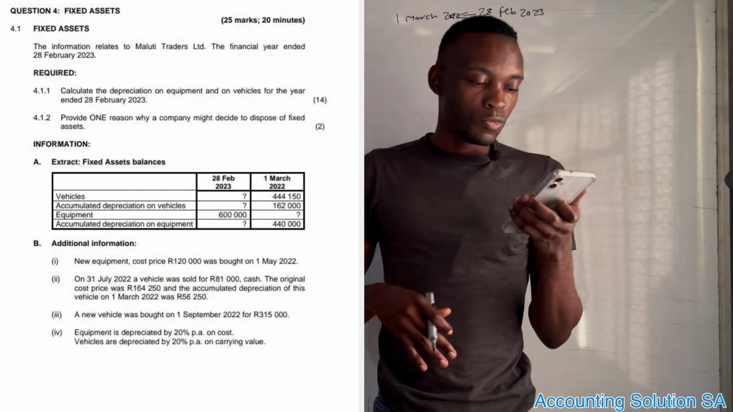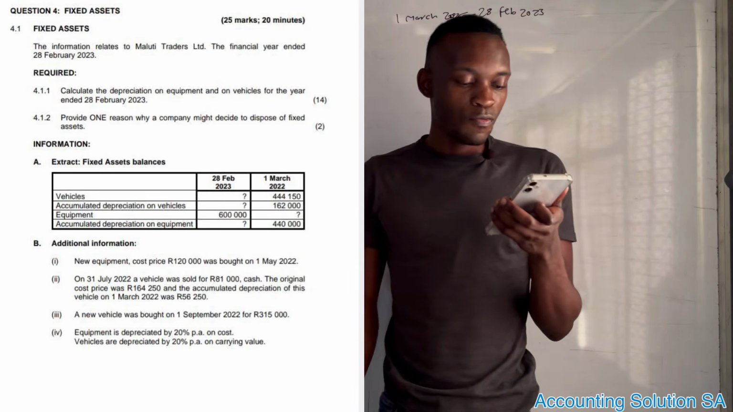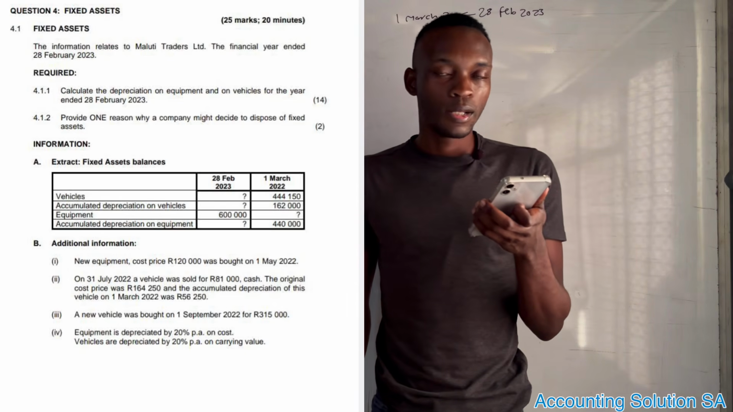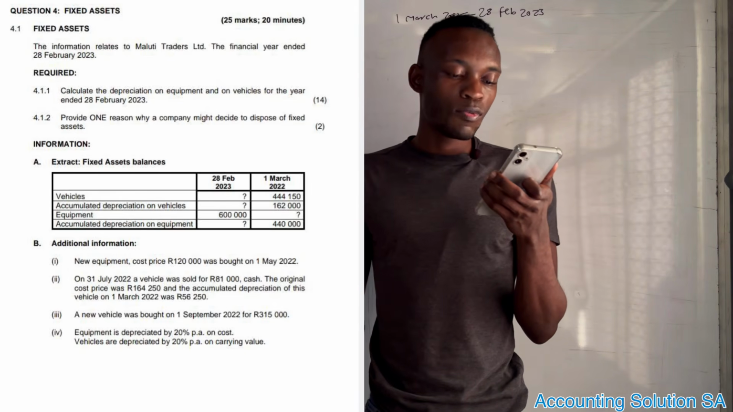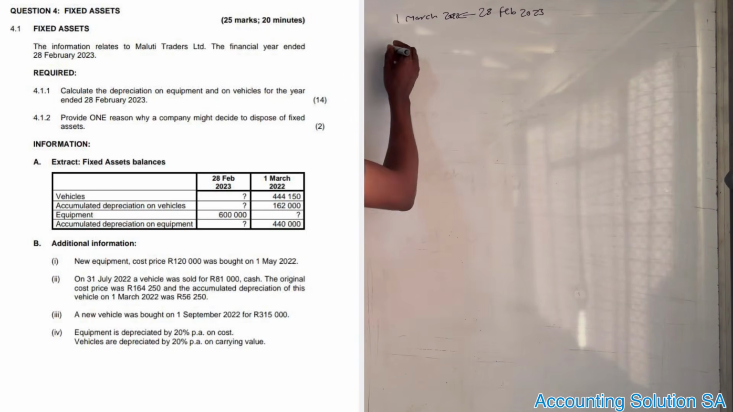And okay, after that, we're going to do another question. Then we're given information of vehicle and equipment, and they give us additional information. So number one, they say we have to calculate equipment and vehicle depreciation. Let's start with equipment.